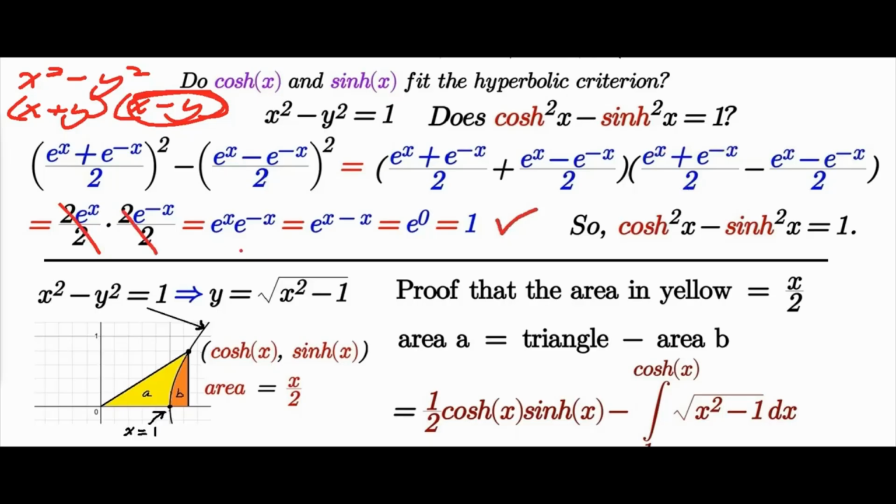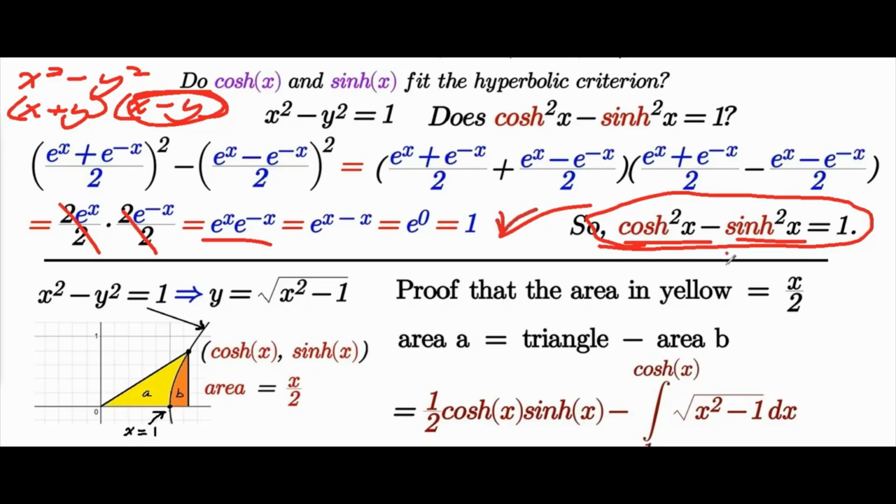The 2's cancel. You just get e to the x times e to the minus x. By exponent properties, you get e to the x minus x, which is e to the 0, which is 1. And sure enough, these guys do belong in the hyperbolic equation. They are hyperbolic by nature.